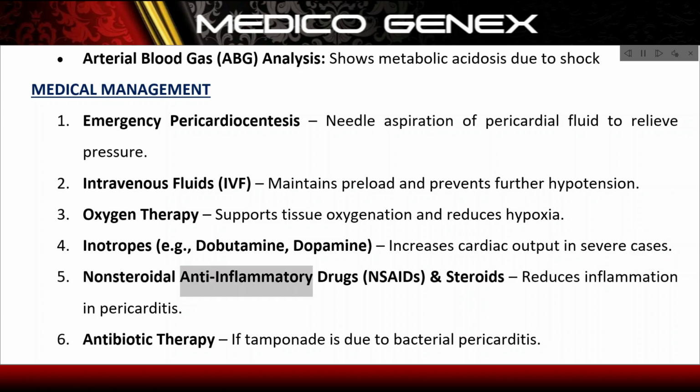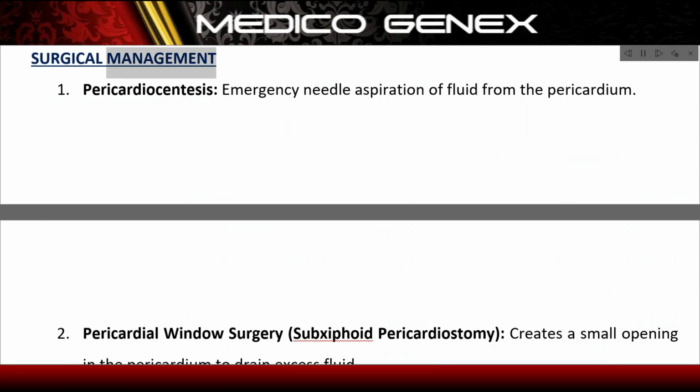Nonsteroidal anti-inflammatory drugs, NSAIDs, and steroids, reduce inflammation in pericarditis. Antibiotic therapy, if tamponade is due to bacterial pericarditis. Surgical management. Pericardiocentesis, emergency needle aspiration of fluid from the pericardium.